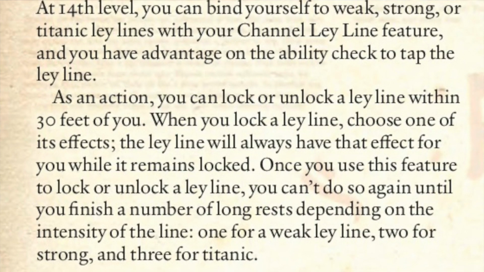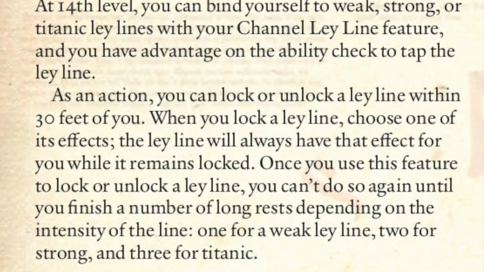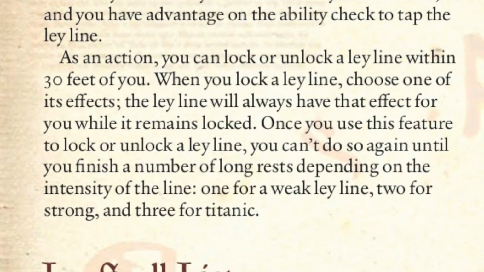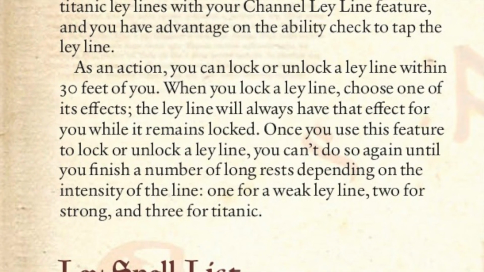Once you use this feature to lock or unlock a ley line, you can't do so again until you finish a number of long rests depending on the intensity of the ley line, which is kind of a new mechanic that we haven't seen used this way, but it kind of speaks to how strong the ability is. So 1 for a weak ley line, 2 for a strong, and 3 for a titanic. So, if you're going to pick something like a titanic and you pick a particular effect, you better really like that effect. So, this I think is a really powerful ability that they get to lock into.